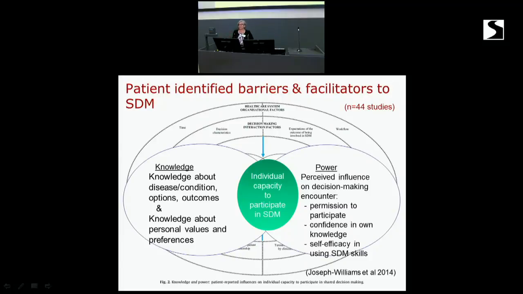But they also said the other big problem is this power imbalance. They perceived the influence on the decision making encounter would be enhanced if they were given permission to participate, if they felt more confident in their own knowledge, and they had self-efficacy in using shared decision making skills.